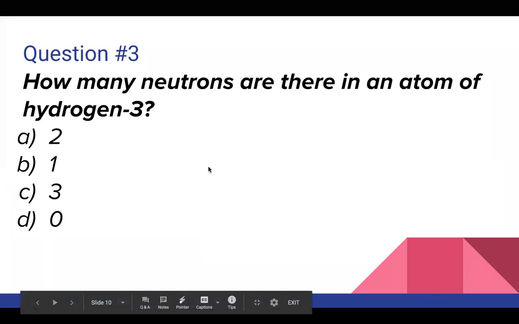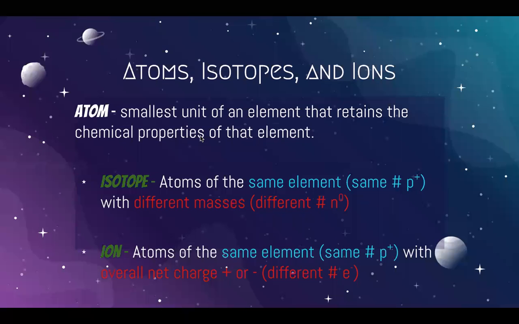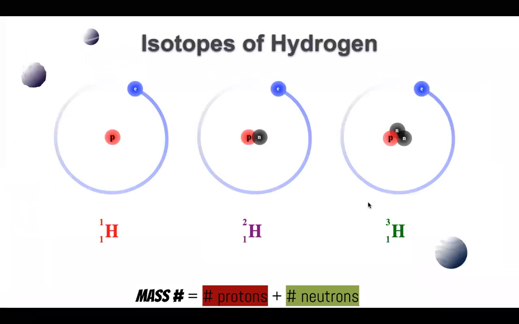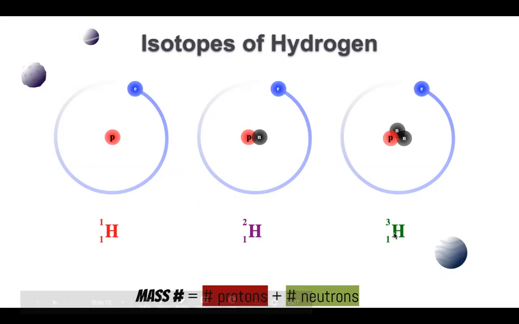Okay. So how many neutrons are there in an atom of hydrogen 3? So if you remember from the notes, isotopes of an atom are the same element, so they have the same number of protons, they just have different masses, so they have different neutrons. So we're dealing with an isotope of hydrogen in this example. So there's several different isotopes of hydrogen, but notice they all have 1 proton because they're all hydrogen. Hydrogens always have 1 proton. But when you're looking at isotopes of hydrogen, what's going to differ is the number of neutrons.